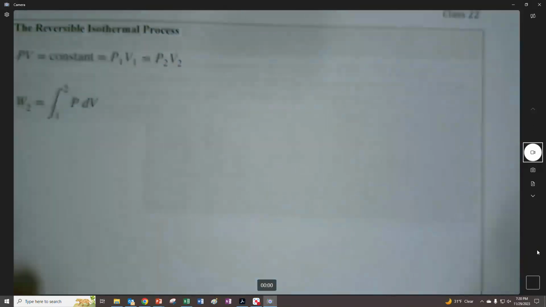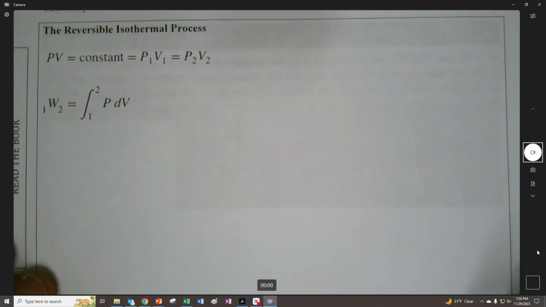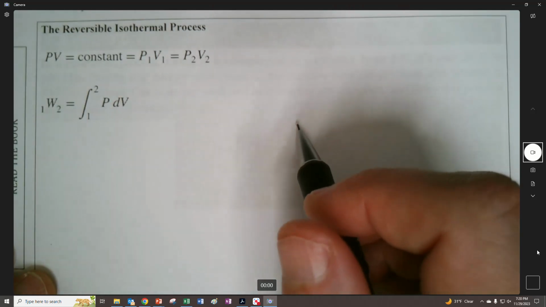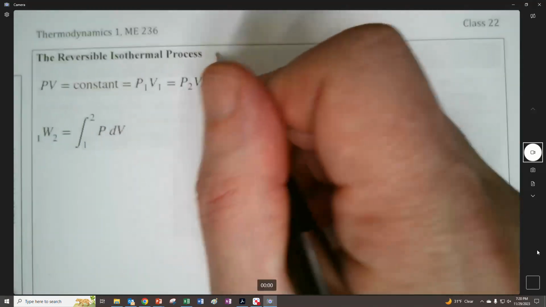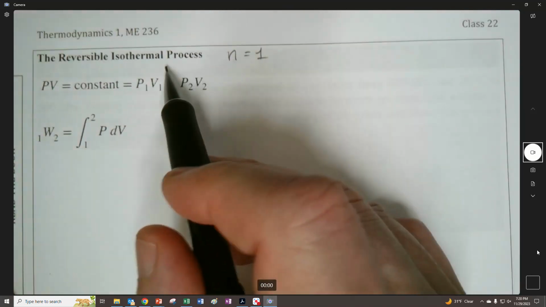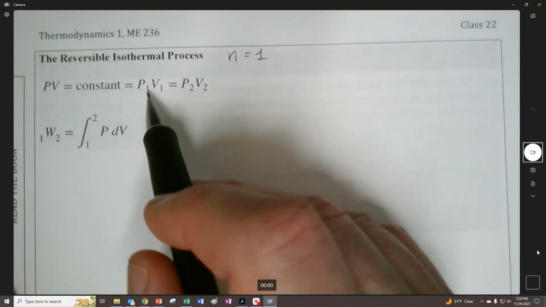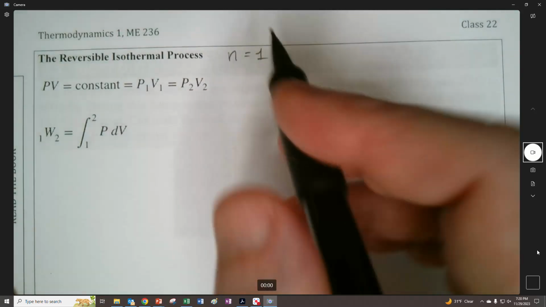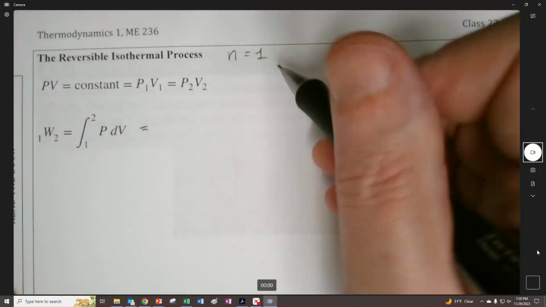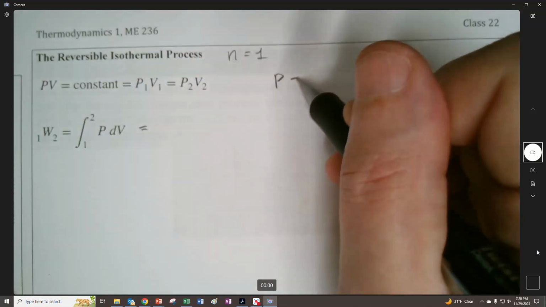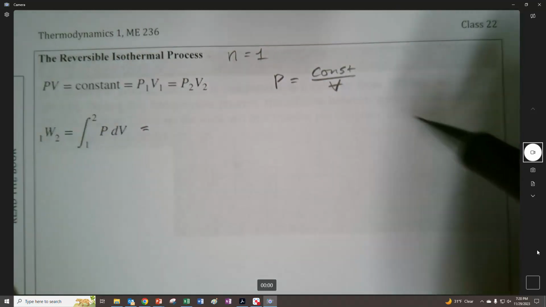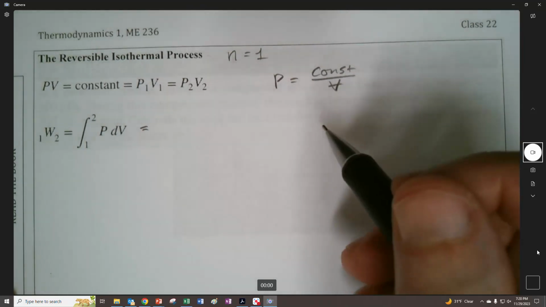And this might have actually been done in class 8 as well, so maybe look back at the videos for class 8 and see if you can find some of those. But anyway, for an isothermal process, N is equal to 1, so it's a variation of the polytropic process in that regard. So once again, we could say that P is equal to a constant over volume. Now it doesn't have an exponent to it.